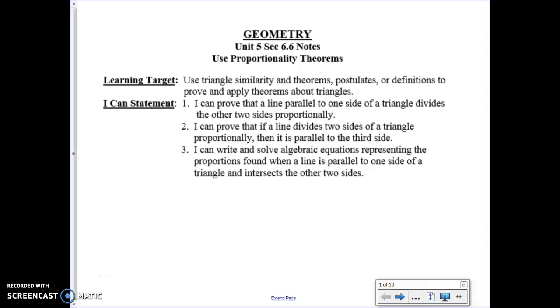Hey guys, today we are taking a look at proportionality theorems within triangles.